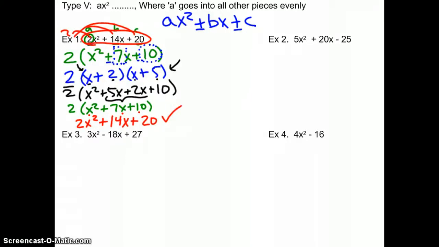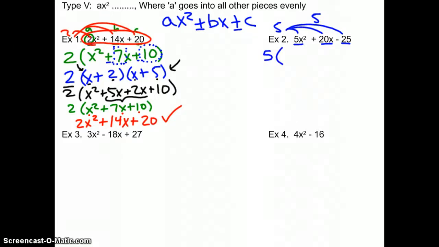Okay, let's look at example 2. I'm looking for a common factor in all 3 of my terms. Looks like my common factor is not 2 because I have some odd numbers. But if I divide 20 by 5 and 25 by 5, I can do that. So it looks like my common factor in this case is 5. So I'm going to divide each term by 5, or I'm going to pull a 5 out of each term.